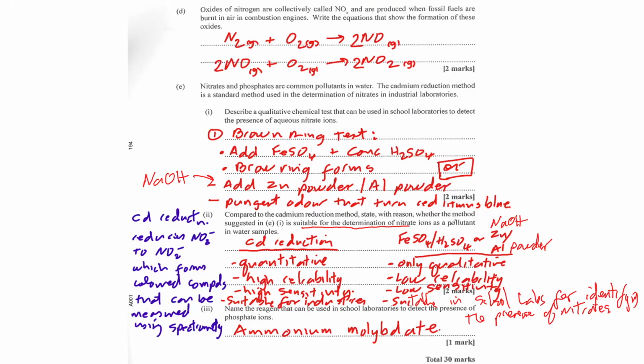So again, to answer the question, yes, it is suitable to identify that nitrates are present. But in order to determine the amount of nitrate present, it is not suitable because the cadmium reduction method is a quantitative method that tells you the amount of nitrate present in the water, while the other methods we use in the school labs are just to tell us that nitrate ions are present. E part 3. Name the reagent that can be used in school laboratories to detect the presence of phosphate ions. And so the main reagent is ammonium molybdate.